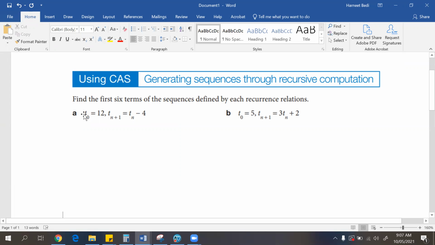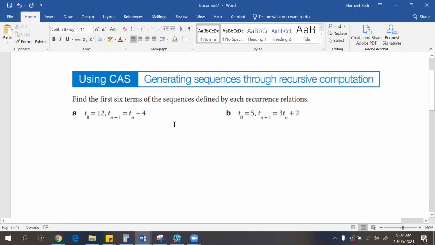Now, in this first example, the recurrence rule states that to get to the next term, which is tn plus 1, you need to take away 4 from the previous term, where the first term of the sequence is 12. So you'll start with 12. The first term is 12, the second term would be 12 minus 4 and so on.